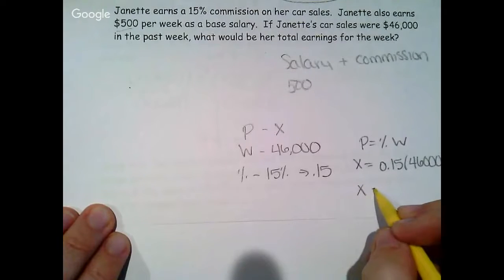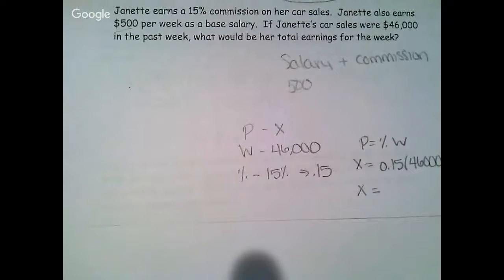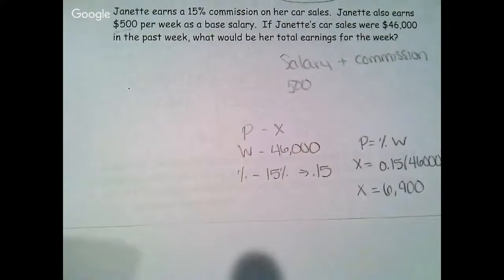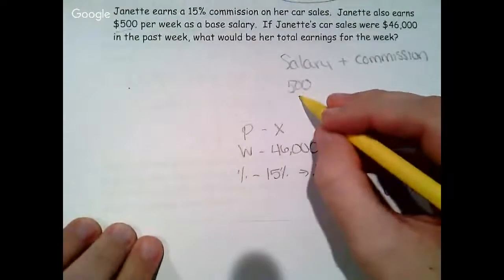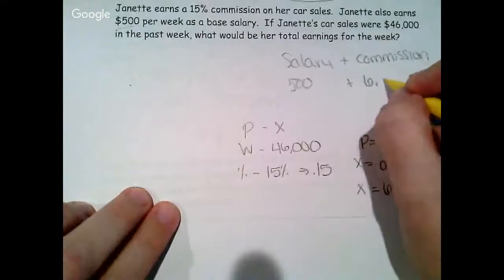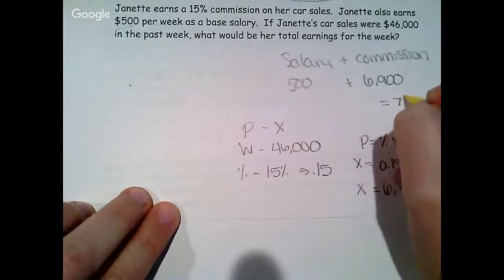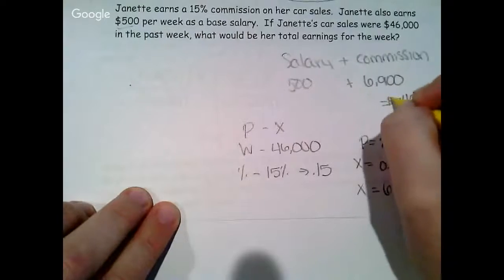X equals 0.15 times 46,000, which is $6,900. So that's how much she makes in commission that week. So if I take her salary of $500 and add her $6,900 in commission, that gives me a total of $7,400.